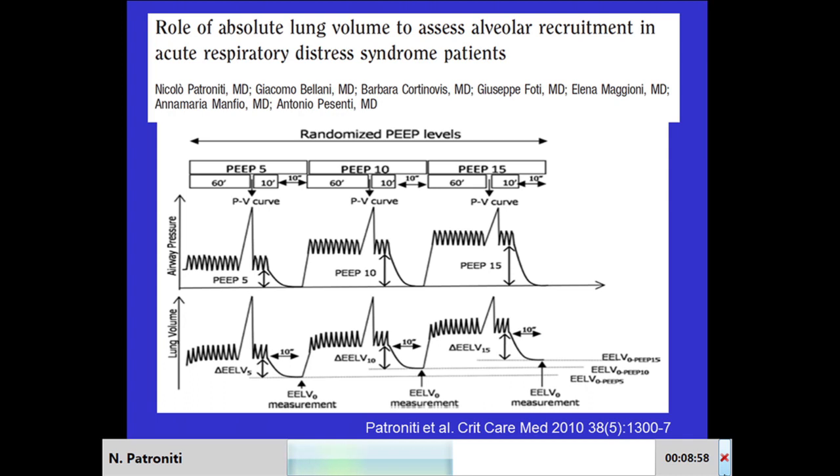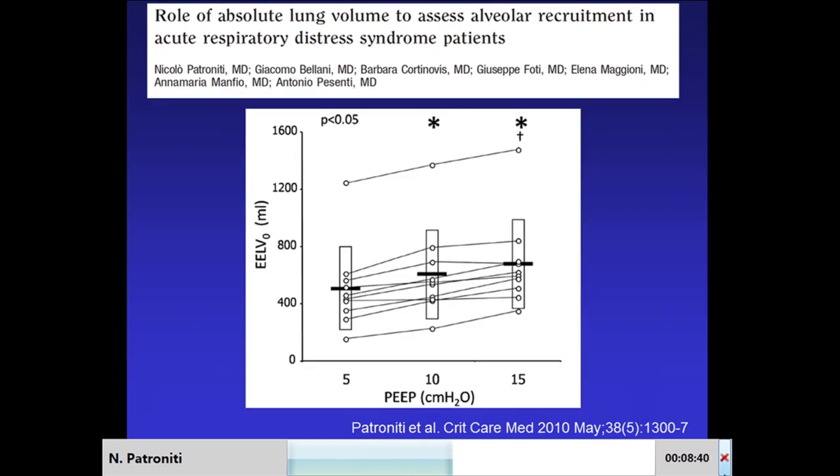We disconnected the ventilator from the patient. We measured the PEEP volume, and at the end, after 10 seconds of disconnection, we connected the bag with the helium, and we measured the FRC, coming from different PIP, 5, 10, 15. And what we found was that there was a significant increase in FRC coming from different PIP levels. Higher PIP levels will end up with a higher FRC.